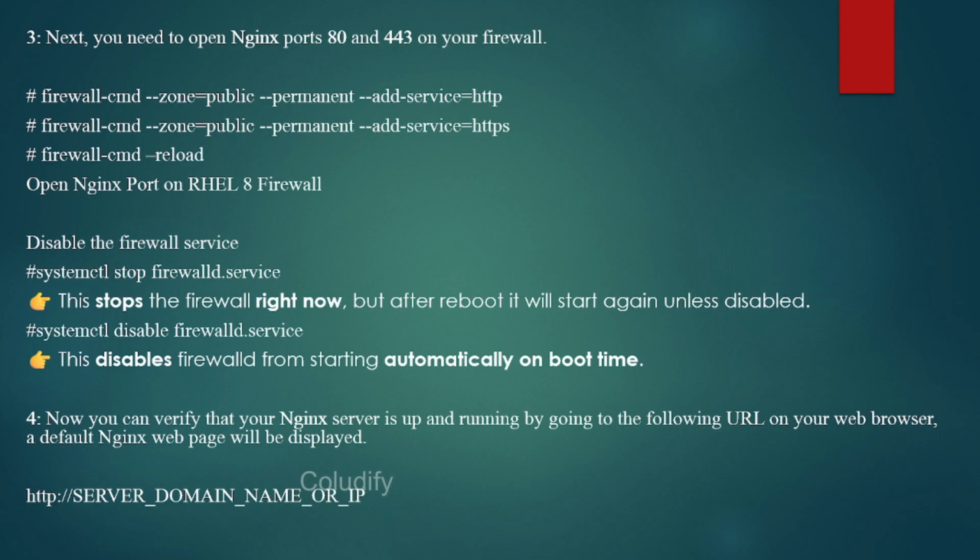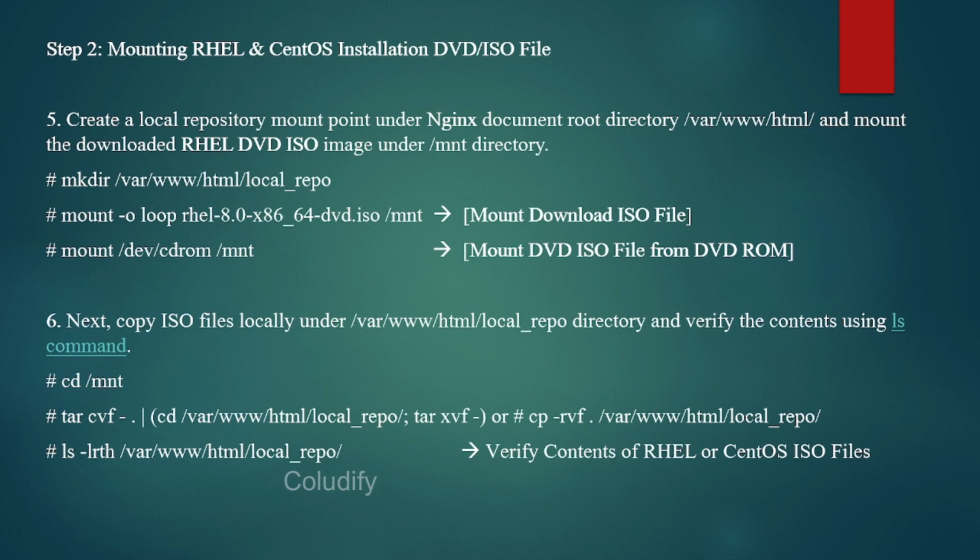So after that, once we install the Nginx server, we check whether our Nginx is working properly with the help of http:// our server IP. After we confirm that our Nginx server is working properly, we are going to mount our RHEL or CentOS installation DVD ISO file into our Linux server. Why? To create a local repository.